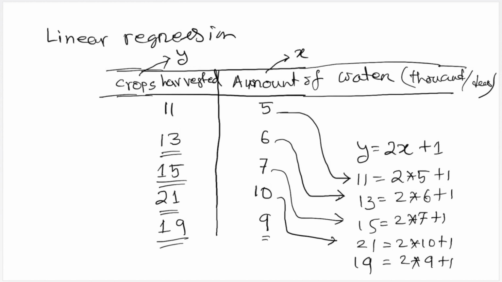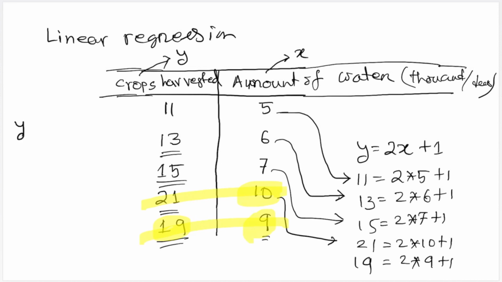If you were able to answer the questions associated with these two rows, like when the amount of water is 10, what would be the amount of crops harvested, and if the amount of water is 9 units, then what would be the amount of crops harvested, that means that you are already familiar with linear regression.